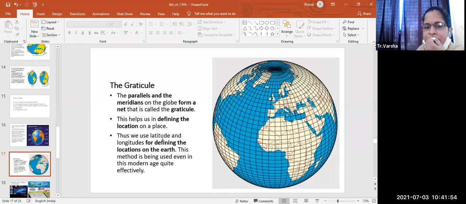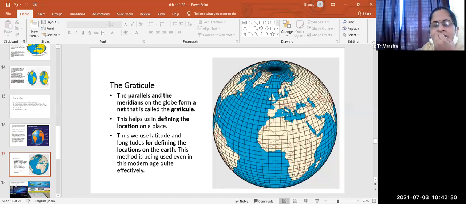The second point, it is written, this helps us in defining the location of a place. Thus, we use latitude and longitude for defining the location on the earth. This method is being used even in this modern age quite efficiently. In ancient times they were not using it so much, but now we are using it more.